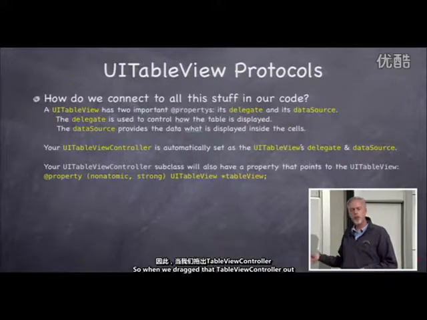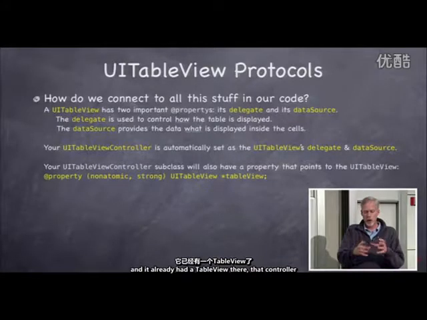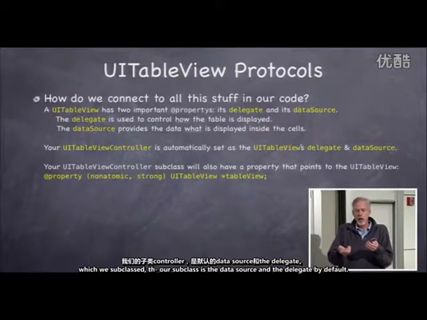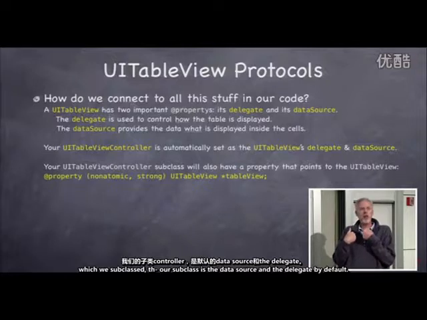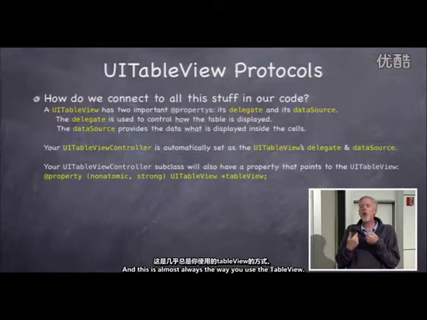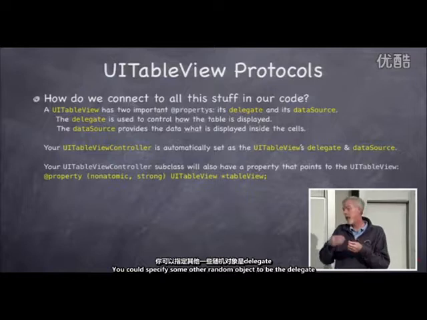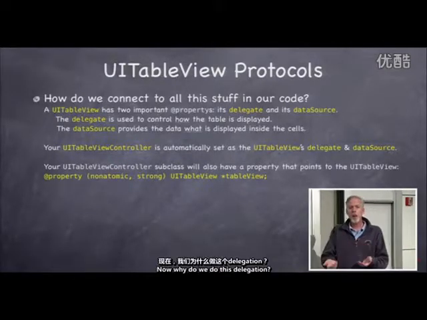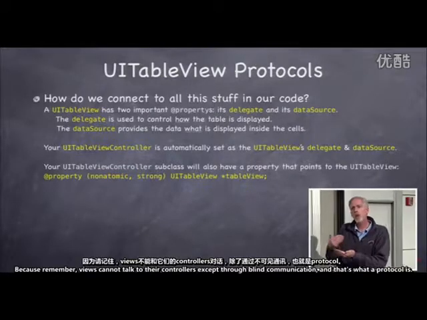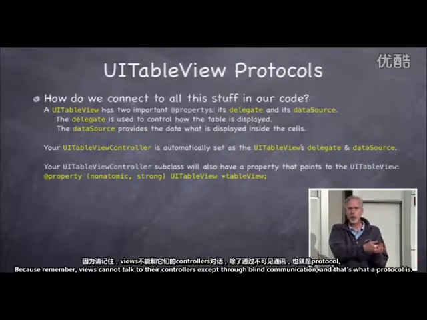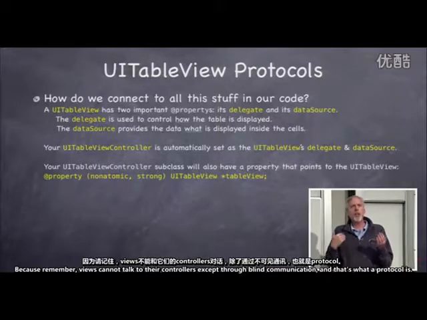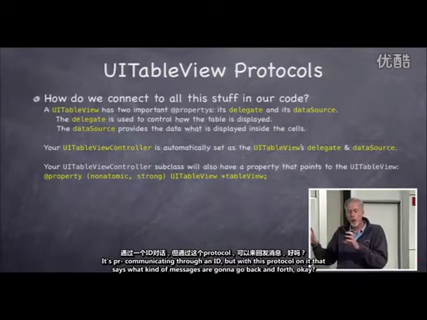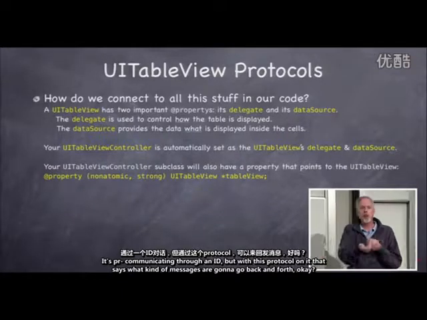So when we drag that table view controller out, and it already had a table view there, that controller, which we subclassed, our subclass is the data source and the delegate by default. And this is almost always the way you use the table view. You could specify some other random object to be the delegate or data source, but usually it's the controller. Now, why do we do this delegation? Because remember, views cannot talk to their controllers except through blind communication. And that's what a protocol is. It's communicating through an id, but with this protocol on it that says what kind of messages are going to go back and forth.